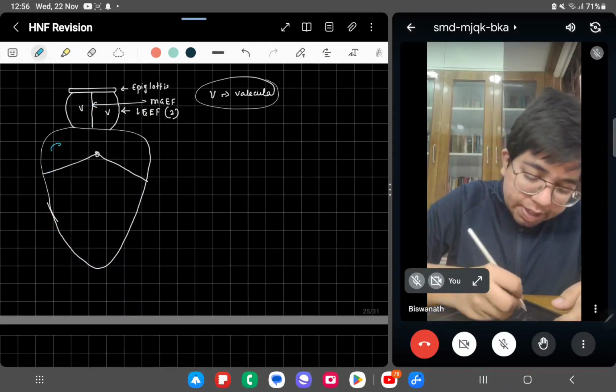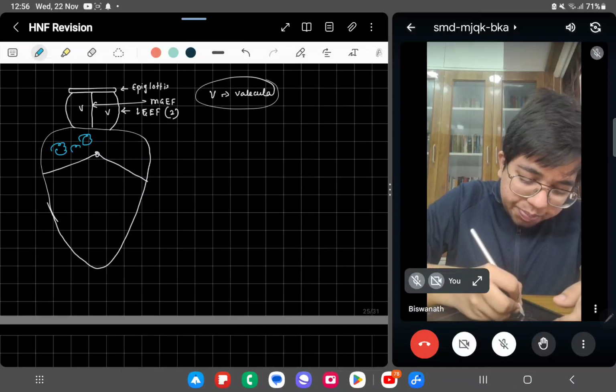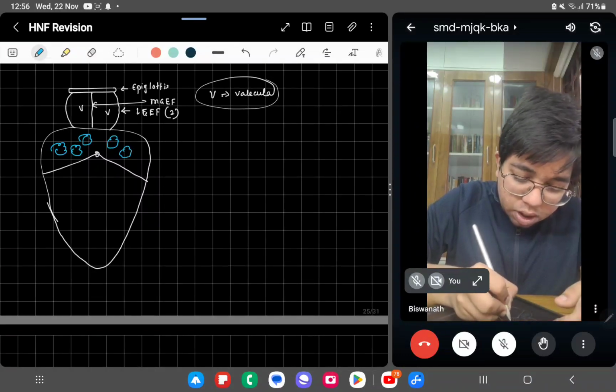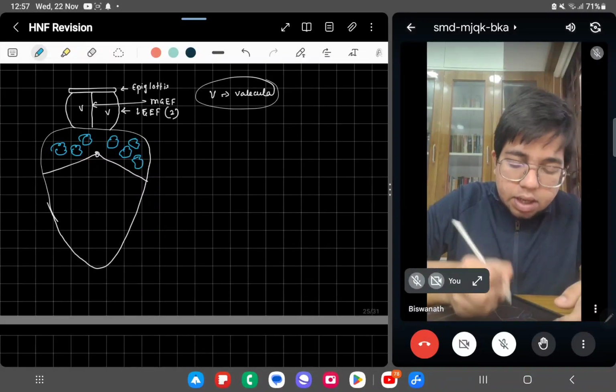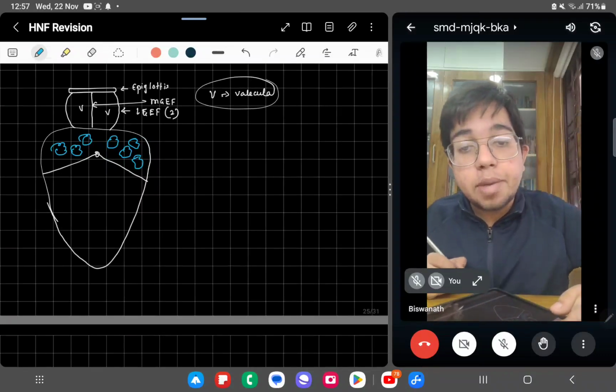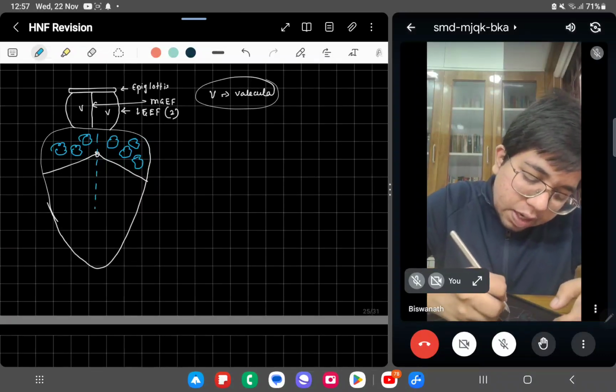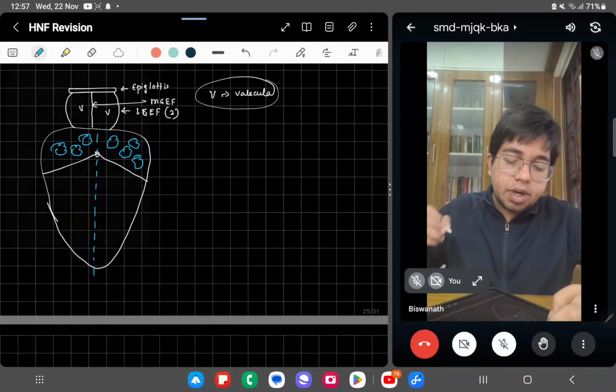Some lingual tonsils are present. So here you can draw the lymphoid follicles that are present. And here is the median sulcus of the tongue. This is the median sulcus of the tongue.